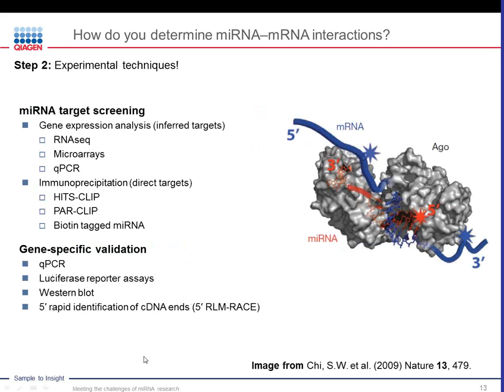Step 2. How do you determine microRNA-mRNA interactions? You want to follow up your predictions with some experimental techniques. If you're involved with microRNA target screening, you can identify inferred targets using gene expression analysis, either through RNA-seq, microarrays, or qPCR. If you want to determine direct targets, you can use an immunoprecipitation technique, such as HITS-clip, PAR-clip, or biotin-tagged microRNA. For gene-specific validation, you can use qPCR, luciferase reporter assays, Western blots, or 5' rapid amplification of cDNA ends.